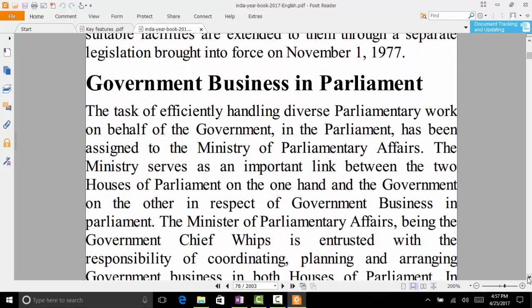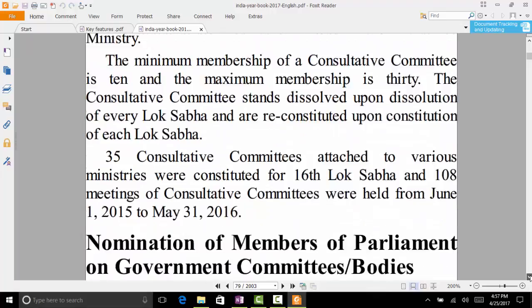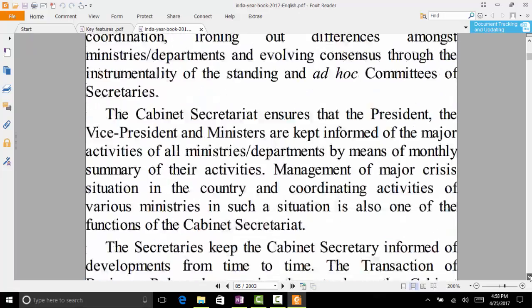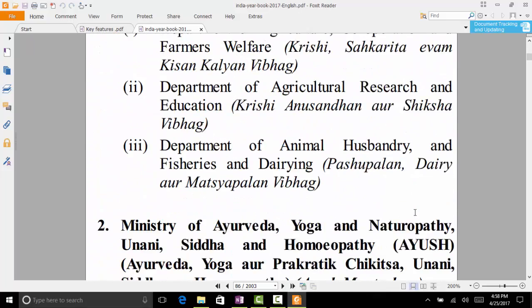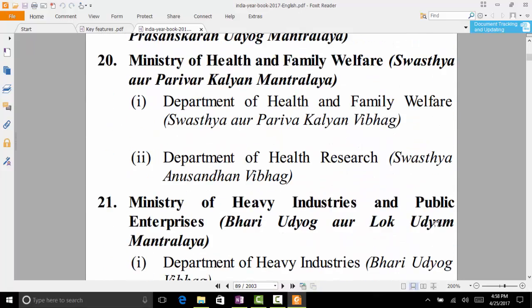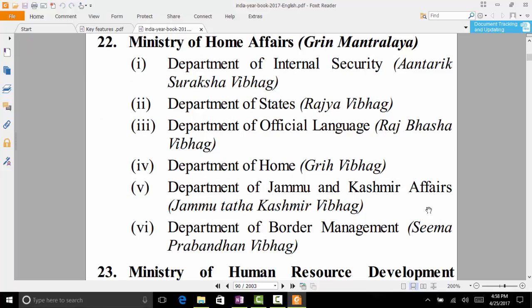By then you revise those Yojana schemes. A couple of schemes are there. So whatever, revise them. Here, just have a look. Ministry of Home Affairs. So there is internal security, states. There is the Department of States as well. Official language. Home Department, Department of Jammu and Kashmir Affairs, and Department of Border Management. So these are departments under MHA. There are different secretaries.